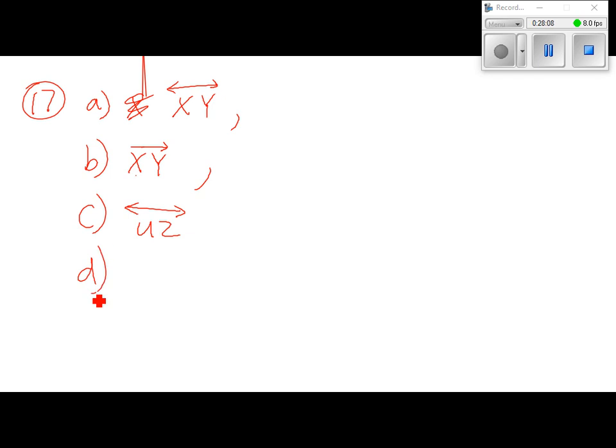D, name 3 collinear points. I'll give you 2 of them. There's different ones you could name here, but collinear just means on the same line. I'm going to say point A, point Z, and then you can come up with the third one on your own.